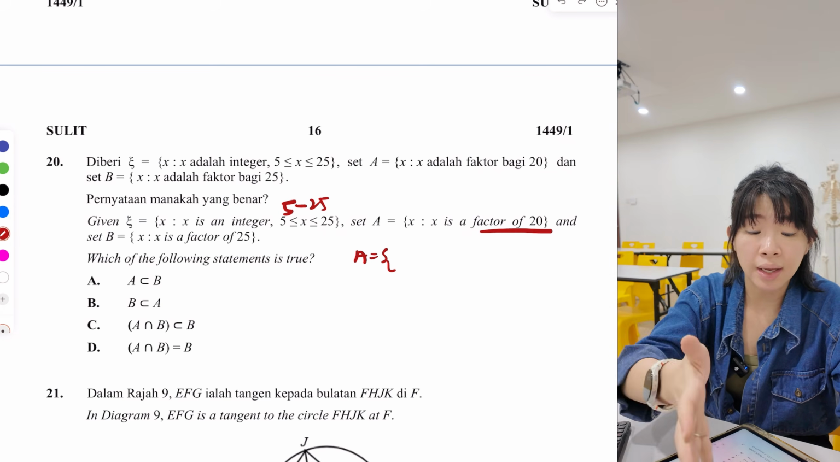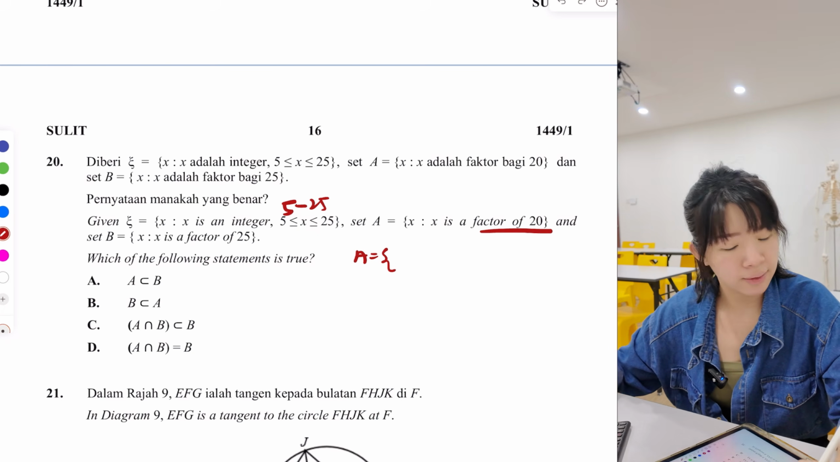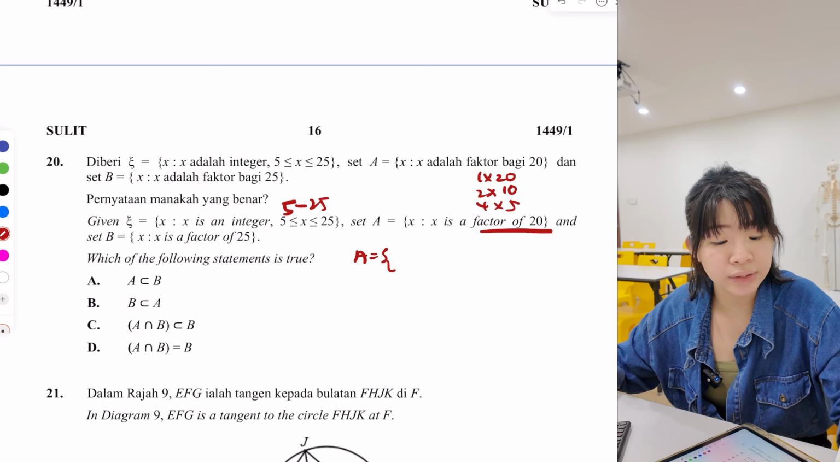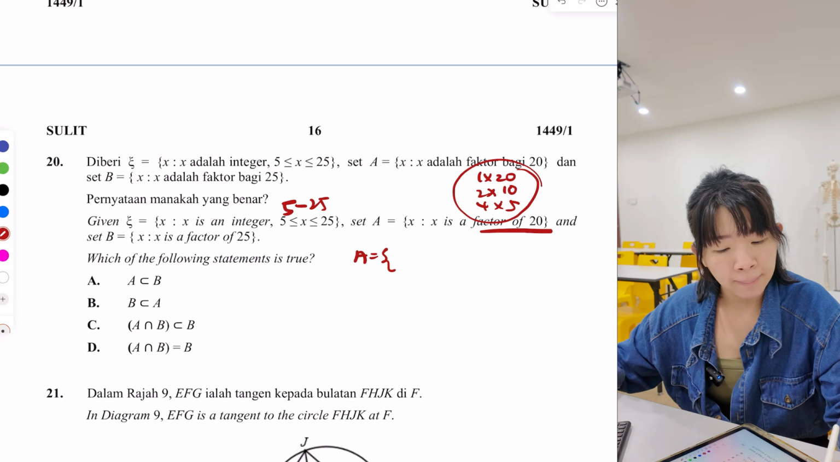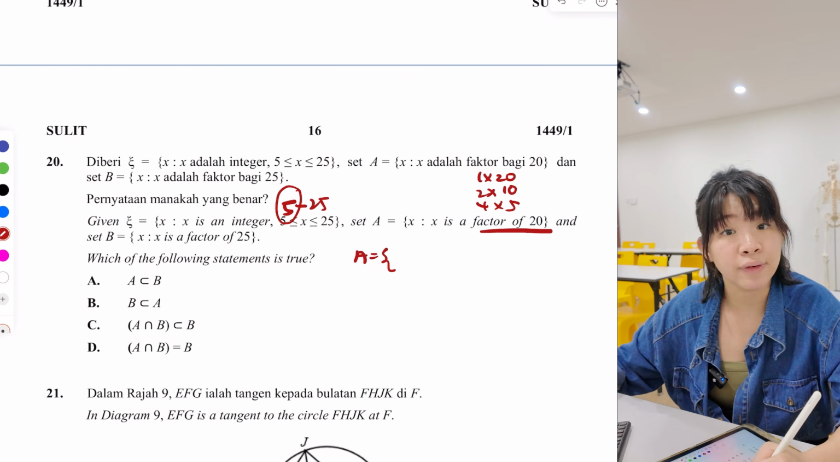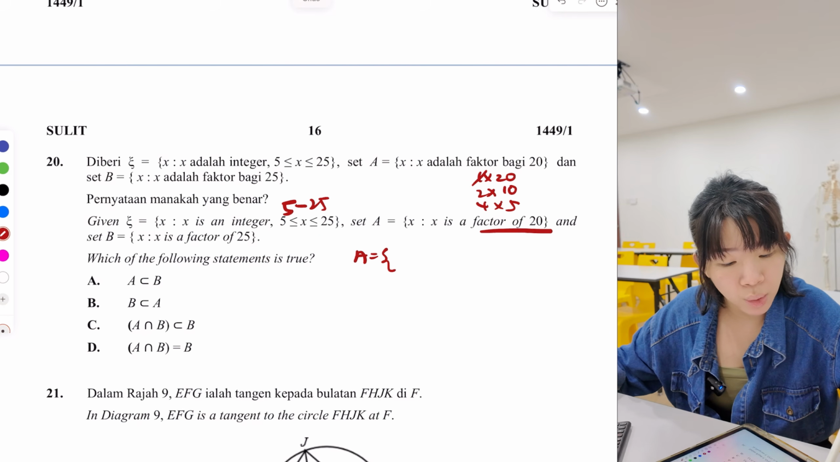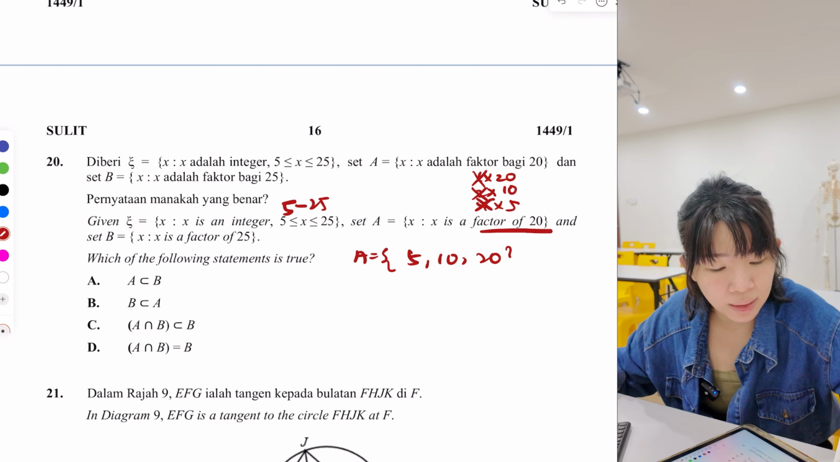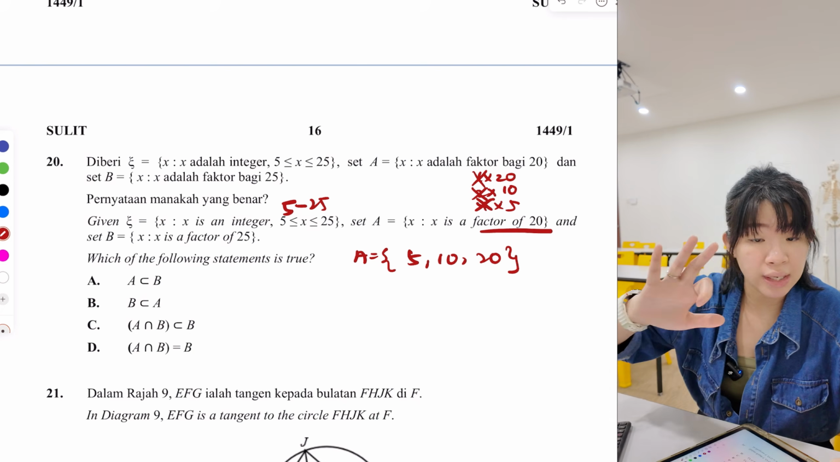The numbers that multiplied together give 20 are all factors of 20. For example, 1 times 20, 2 times 10, 4 times 5. So these are the factors of 20. But we don't include everything because the universal set starts from 5. So we don't want 1, 2, or 4. We only want 5, 10, and 20. Only these 3 elements.